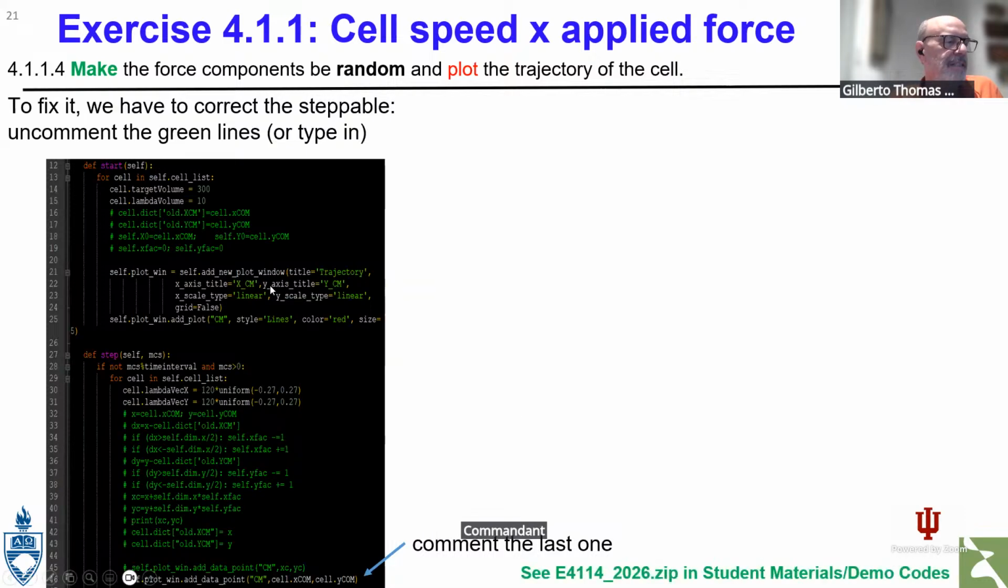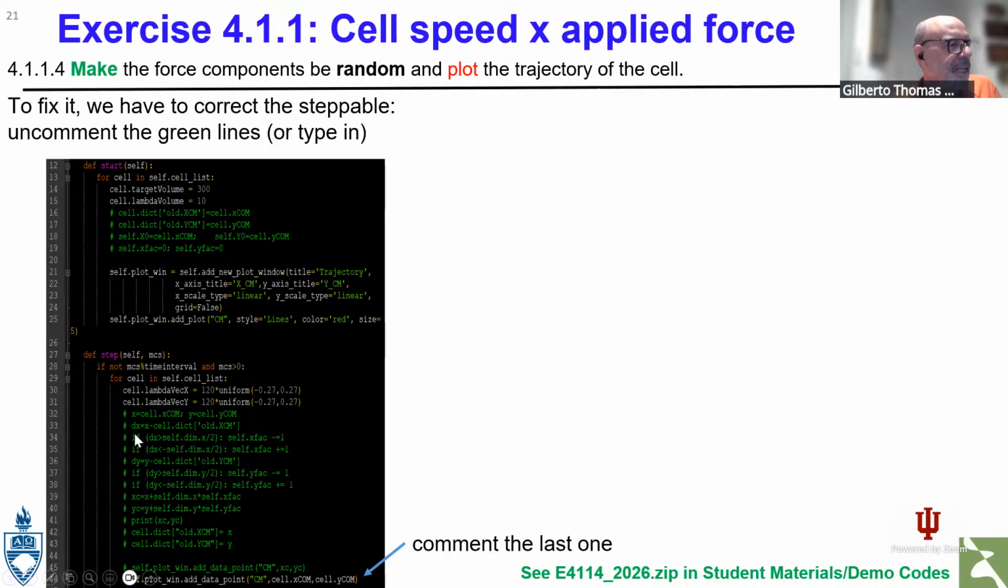Commented lines here. See? You have the steppable now. Please uncomment the green lines to include in the code. In the start function, you uncomment lines 16 to 19. And in the step of the steppable, you uncomment lines 32 to 45 and comment line 46.